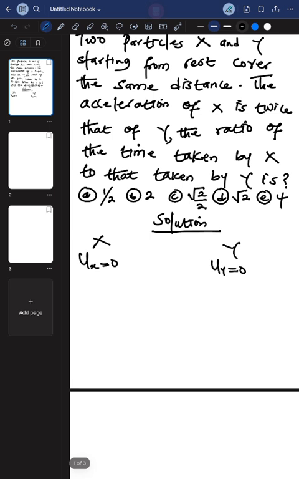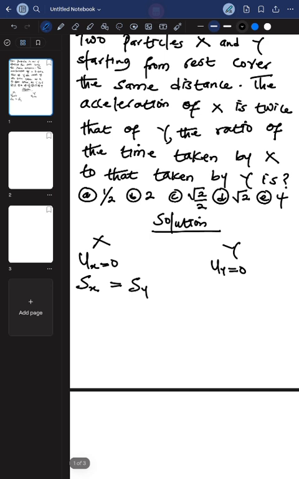And also, if you notice something, they say they also cover the same distance. They started from rest and cover the same distance. So that means the distance for x is equal to the distance of y. Yep, they are equal to each other. The distance of x is equal to the distance of y.